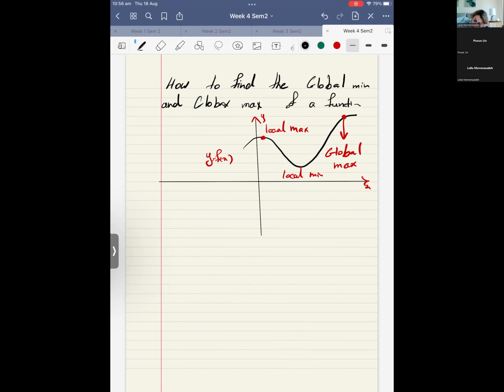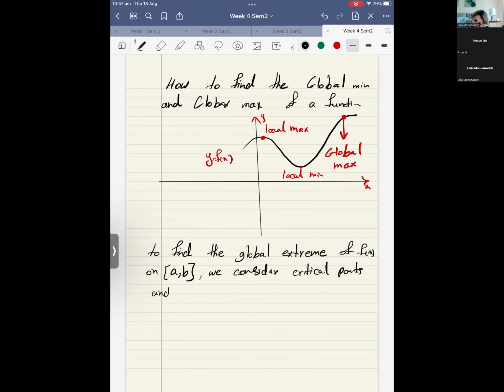To find the global extreme of f of x on [a, b], we consider critical points and the end points of a and b.